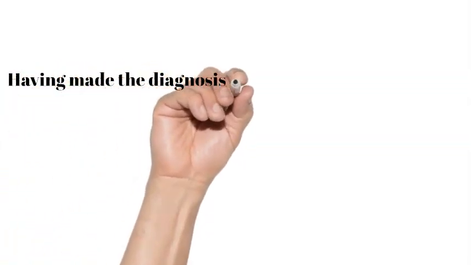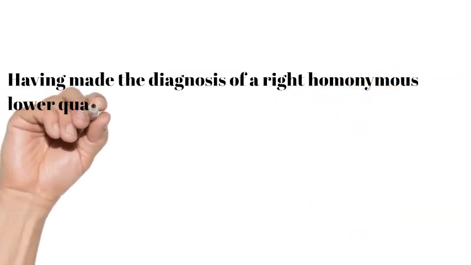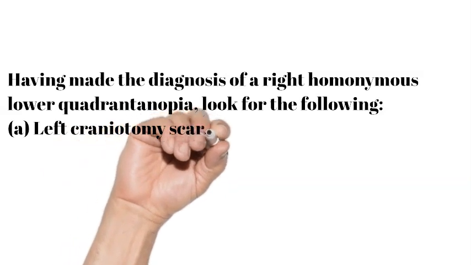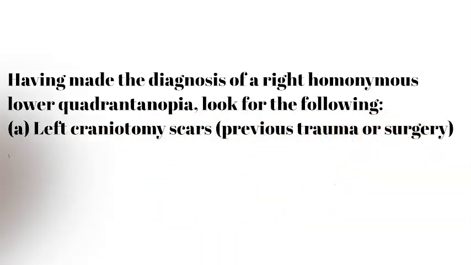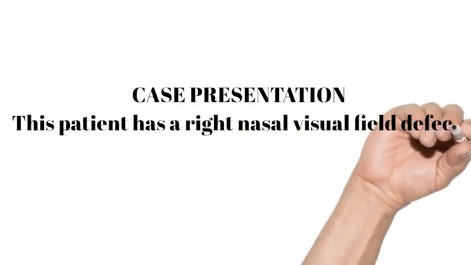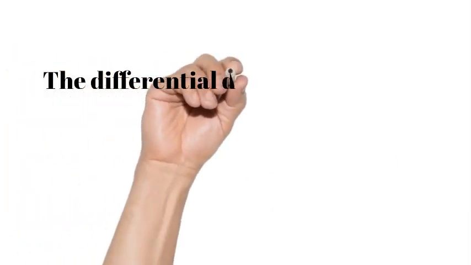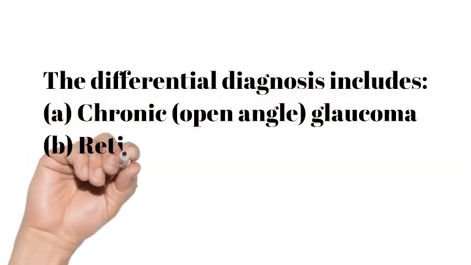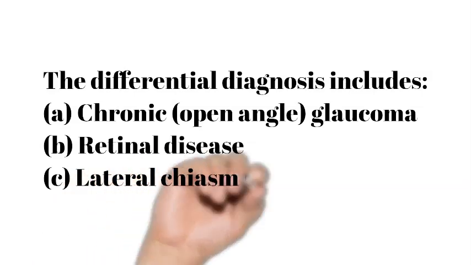Having made the diagnosis of a right homonymous lower quadrant anopia, look for the following: left craniotomy scars, previous trauma or surgery, right hemiparesis. Case presentation 5. This patient has a right nasal visual field defect. The differential diagnosis includes chronic open-angle glaucoma, retinal disease, lateral chiasmal compression.